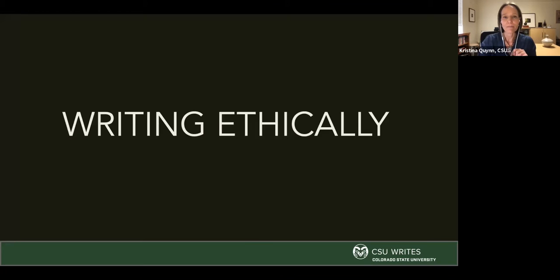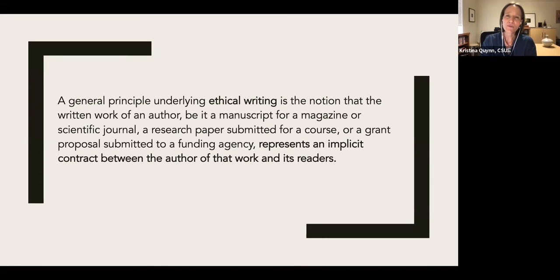So, writing ethically. A general principle underlying ethical writing is the notion that a written work of an author, be it a manuscript or a magazine, scientific journal, a research paper submitted for a course, or a grant proposal submitted to a funding agency, represents an implicit contract between the author of that work and its readers, meaning that we take the fact that it's been submitted by a credible author, right? That itself suggests to us that the writing itself will also be credible.